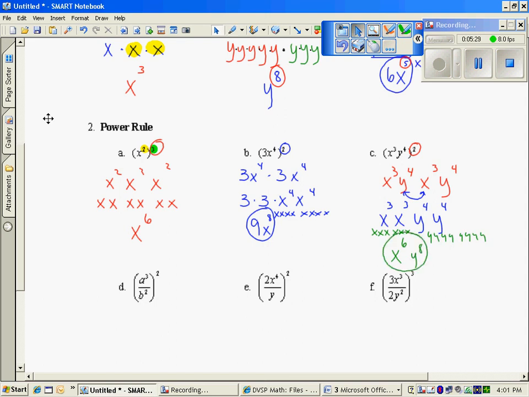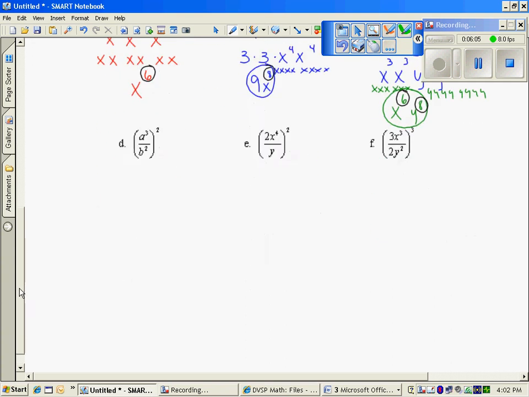Now there's also a rule that we can discover from this expansion. If you look at the first problem here, 2 and 3 to make 6, I multiplied. 4 and 2 were multiplied to get 8. 2 and 4 again were multiplied to get 8 on the base of y. 2 and 3 were multiplied to get 6 on the base of x. So the power rule says that you multiply exponents.